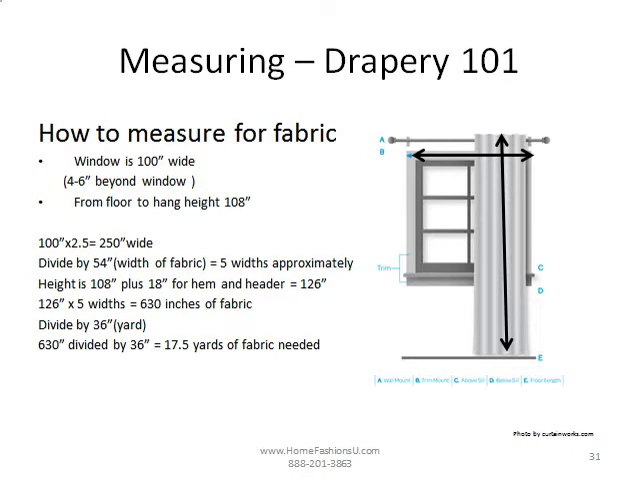If the height is 108, we would add 18 inches because we have to have extra fabric for our hem and our header. So we would figure 126 inches for each cut. So we would have 126 inches times 5 widths. That means we need 630 inches of fabric. We divide that by 36 inches in a yard, and that means that we will need 17.5 yards of fabric. This does not take into account any pattern match. So this is simply a solid fabric or a stripe.